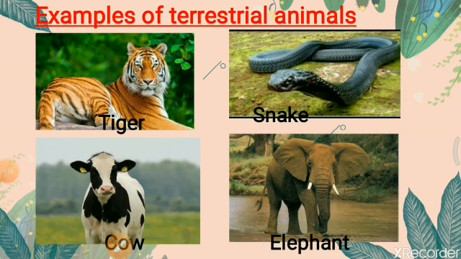So, what are terrestrial animals? Animals that live on land are called terrestrial animals. The examples are tiger, snake, cow, elephant, and other examples like dogs, cats, zebras, cheetahs, camels, horses. They all come under terrestrial animals.